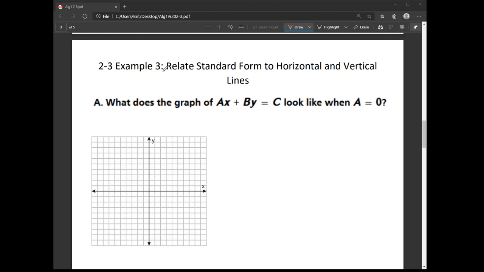In this video, I'm covering example 3 in section 2-3 in the SavvasRealize Algebra 1 textbook. In this video, we are using standard form to talk about horizontal and vertical lines.